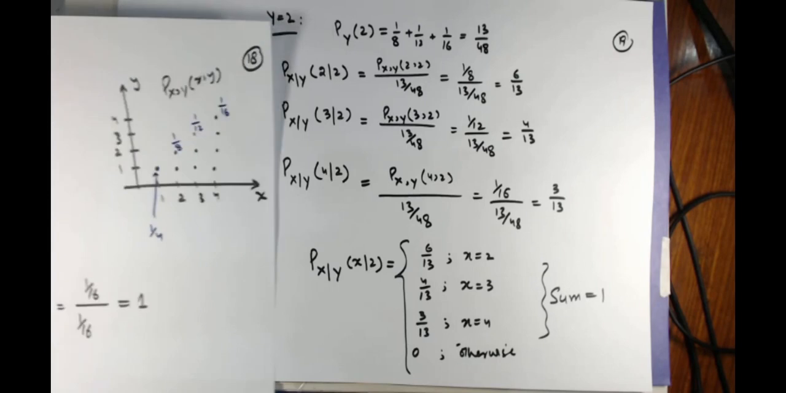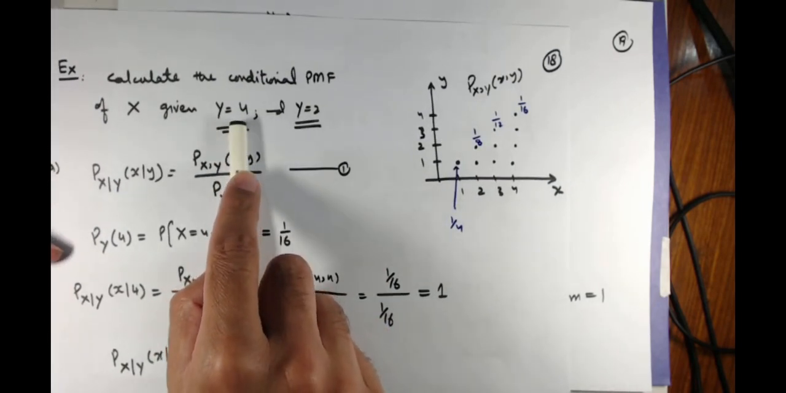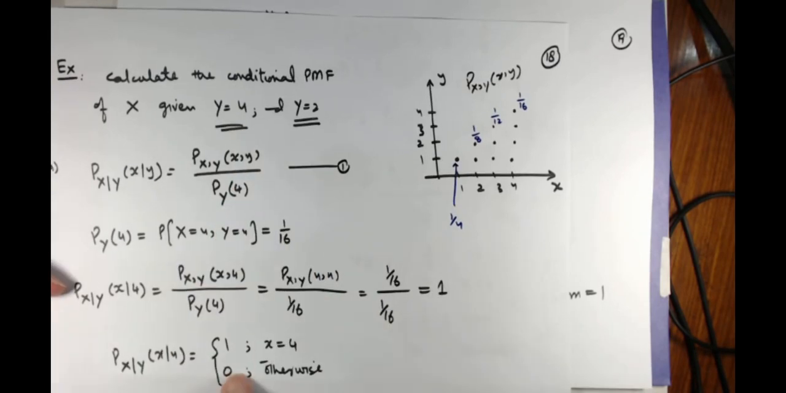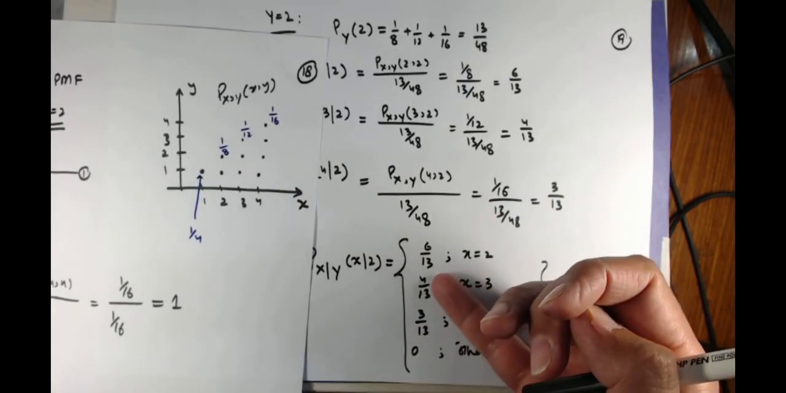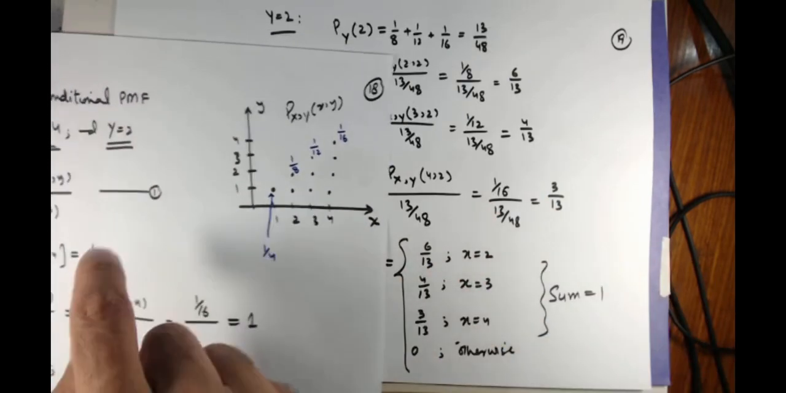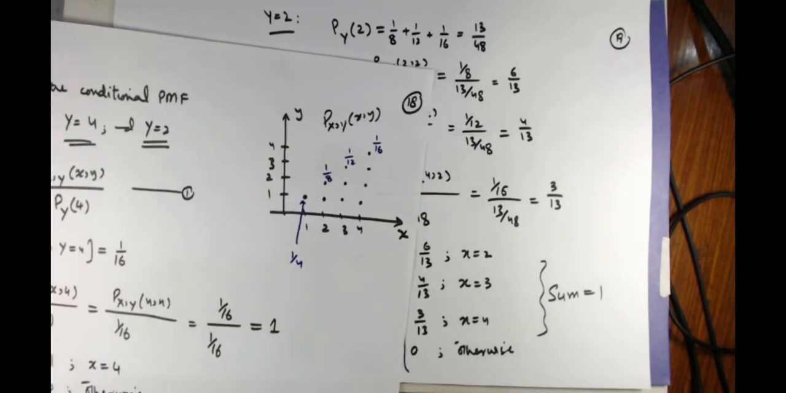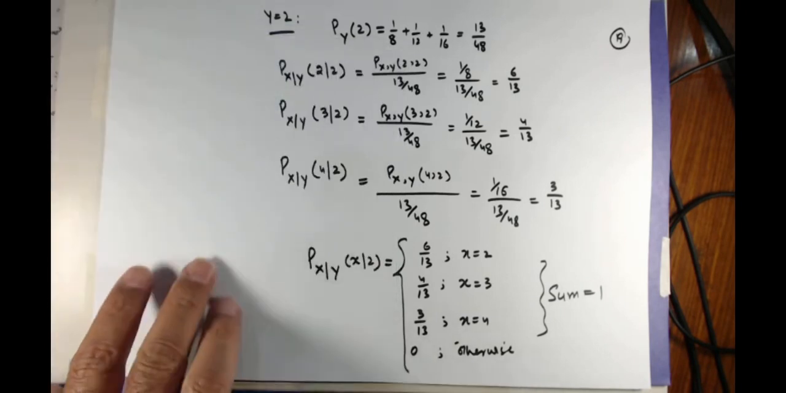So you see that when we take a value of conditioning variable y equal to some value 4, we get a distribution of x. You take another value of y, you get another distribution of x. So if there are many other values of y, you can have many other conditional distributions of x.